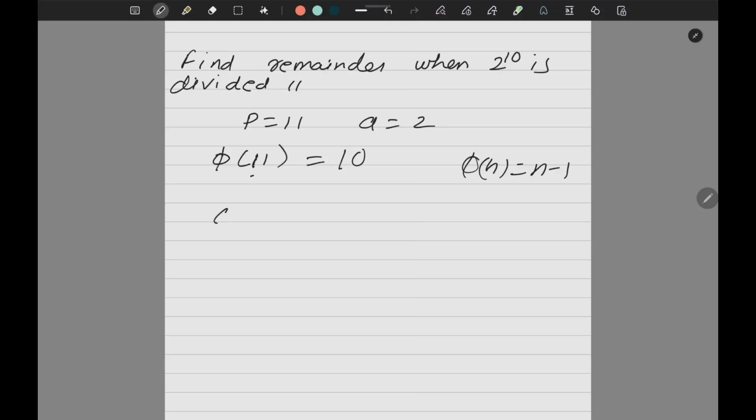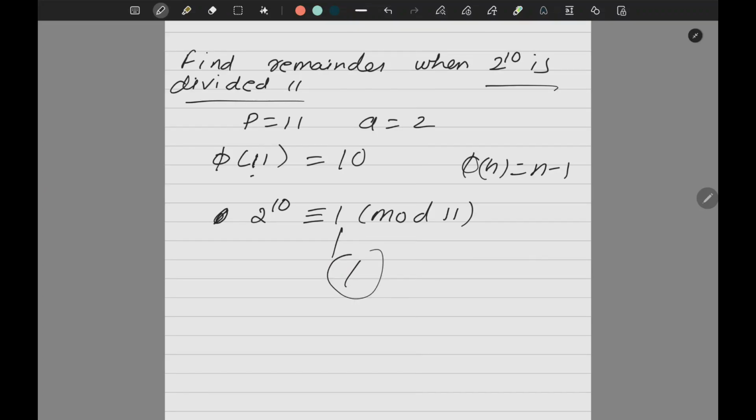So this will become 10. Correct? Now apply the theorem. So a is 2. So 2 to the power 10 is congruent to 1 mod 11. Now, I am done actually. See, my question is so direct. 2 to the power 10 is divided by 11, then what is the remainder? So clearly here my remainder is 1, because they have given 2 to the power 10 only. If it was any other power, I would have moved towards that power. So this question was basically an oral question.